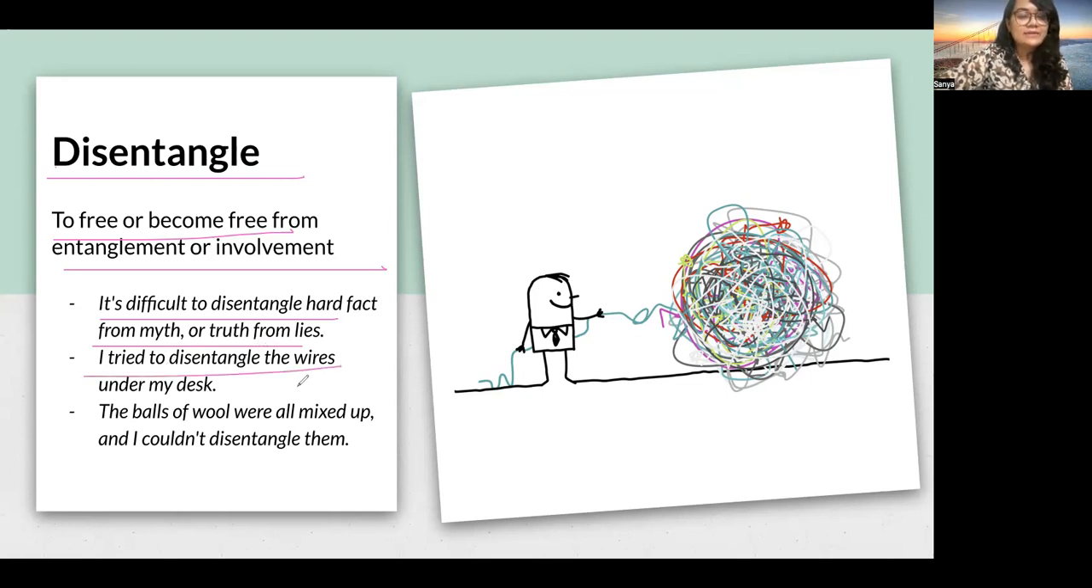I tried to disentangle the wires under my desk. That means, it often happens with all our wires, mainly the earplugs. The wired earphones are always entangled, right? So we spend all those hours trying to disentangle them, right? Trying to get them back in that straight form, that means we're trying to disentangle the knots. The balls of wool were all mixed up and I couldn't disentangle them, right? That means I couldn't free them away from each other, right? So disentangle, opposite of entangle, right? To free or become free from entanglement or involvement, right?